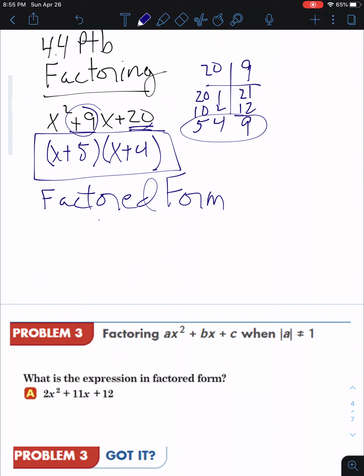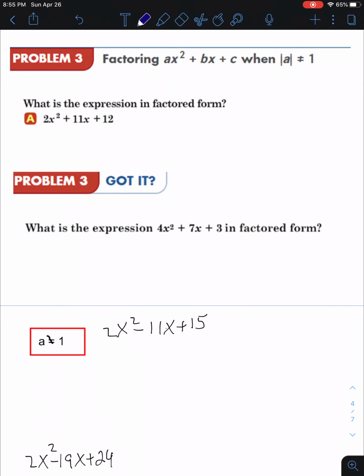Well, today we're going to take a look at what happens when a does not equal 1. Okay? They use the absolute value, but I'm not going to worry about that. This leading coefficient out here is not 1, it's a 2. So here's what we're going to do. We're going to take 2 and multiply it by 12. Now, I couldn't find this method on YouTube, so I wanted to show it. This is a method I saw a couple of years ago, and I fell in love with it. So what do you get when you take 2 times 12? That's correct. You get 24.